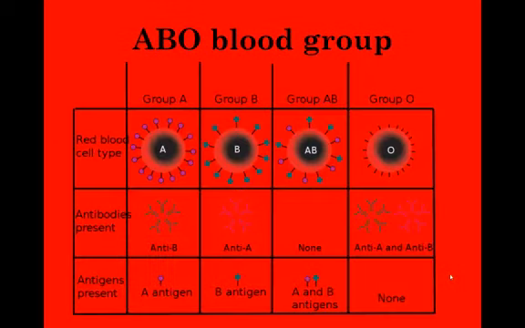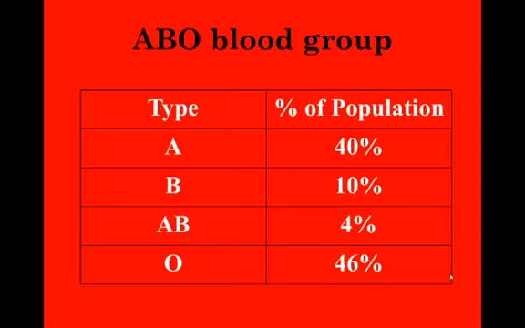Now here's a graph that I like. If you are a type A person with blood type A, you have anti-B antibodies, and you have the A antigen. So this is just a diagram illustrating what I just told you. You don't need to know any of these statistics, but this gives you an indication of how rare or how common your blood is. If you're A, 40% of the population is A. B is only 10%. AB, the rarest, is only 4%. And O, the most common, is 46%.